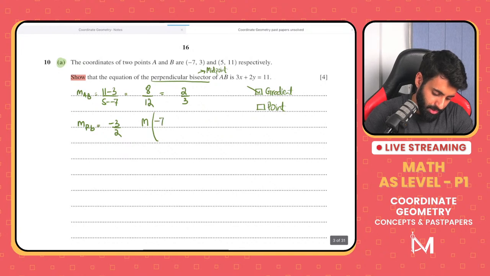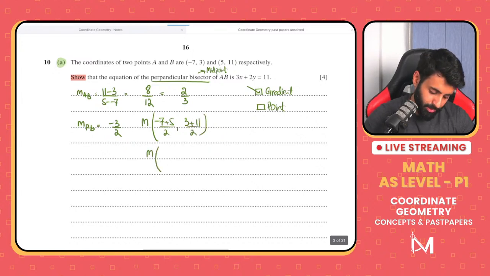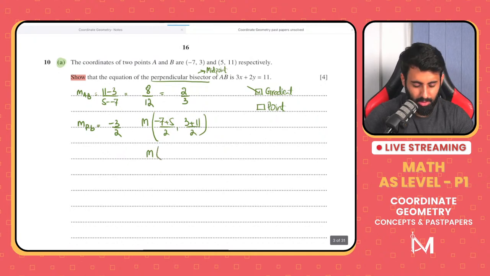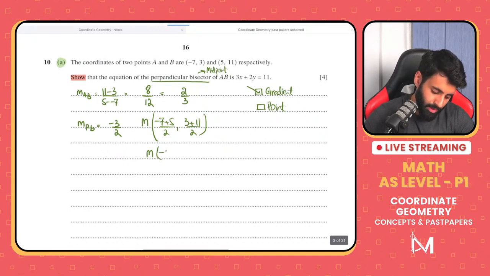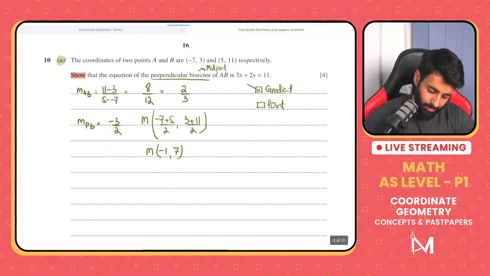Minus 7 plus 5 upon 2, comma, 3 plus 11 upon 2. So minus 7 plus 5 is minus 2. Minus 2 upon 2 is what? Minus 1. Yeah. 3 plus 11 is 14. 14 upon 2 is 7. Okay. Now let's put this all together and form an equation.